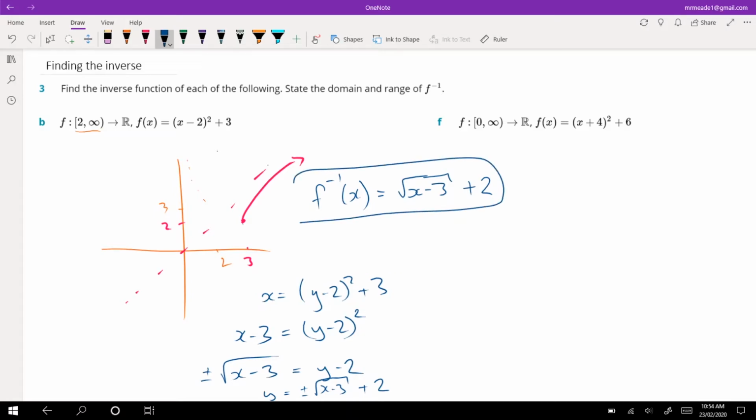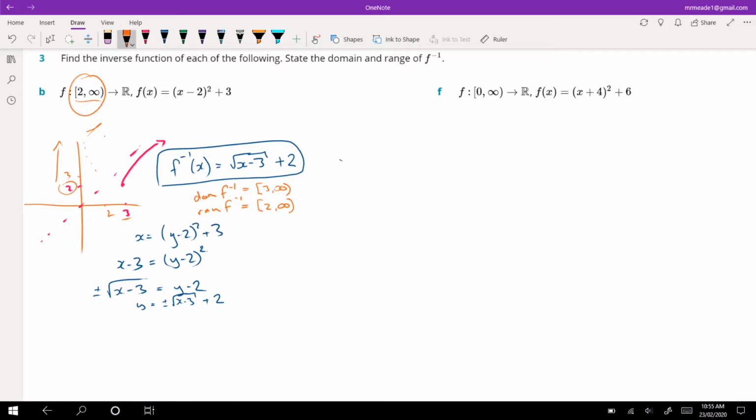The last step is to find our domain and range of the inverse. The easiest one to spot first is the range of the inverse, because it is the domain of the original function. The original function had a domain of 2 to infinity, so that is the range of the inverse. Looking at our graph, we can see the domain for the x values of the inverse graph, that pink graph, is going from 3 onwards. So our domain would be 3 inclusive to infinity.